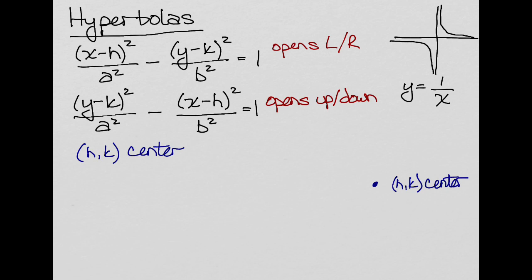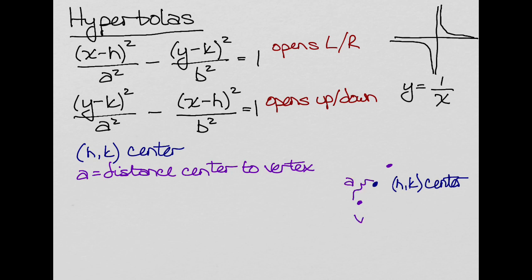a is actually going to do the same thing that it did in an ellipse. a is the distance from the center to the vertices. There's two of them, and they're each a away from the center. So I'm going to go a distance of a to either side of the center and find a vertex.